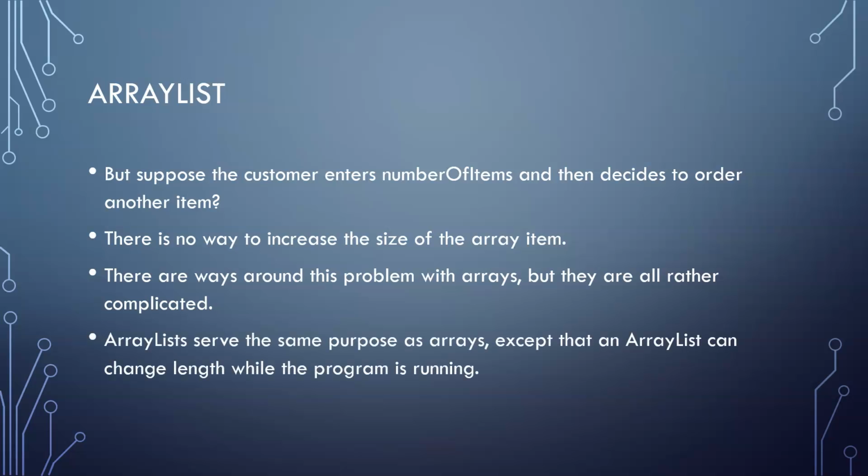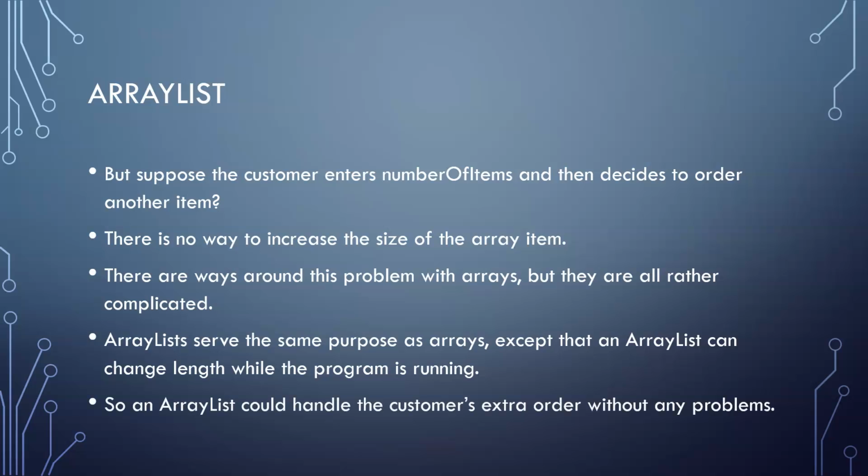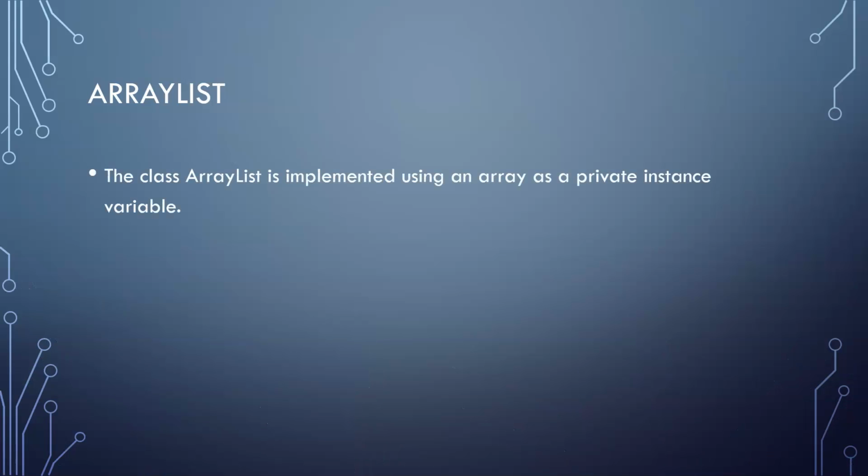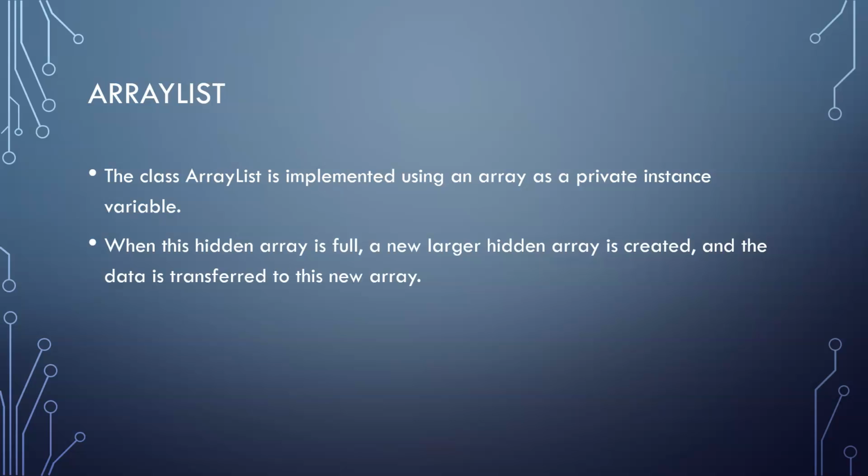Now, array lists can serve the same purpose as arrays, except that an array list can change the length while the program is running. So array lists have a little more power and flexibility built into them. So an array list could technically handle the customer's extra order without any problems. Now, the class ArrayList is implemented using an array as a private instance variable. When this hidden array is full, a newer, larger hidden array is created, and the data is transferred to this new array. So this is kind of doing what I already mentioned.